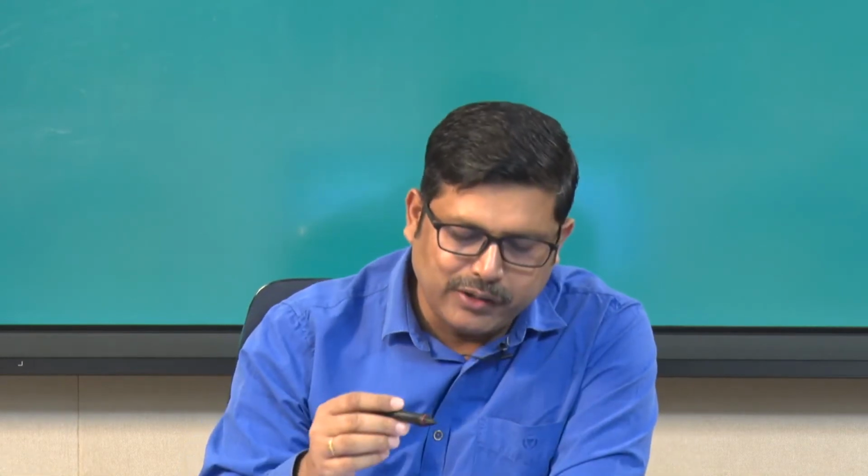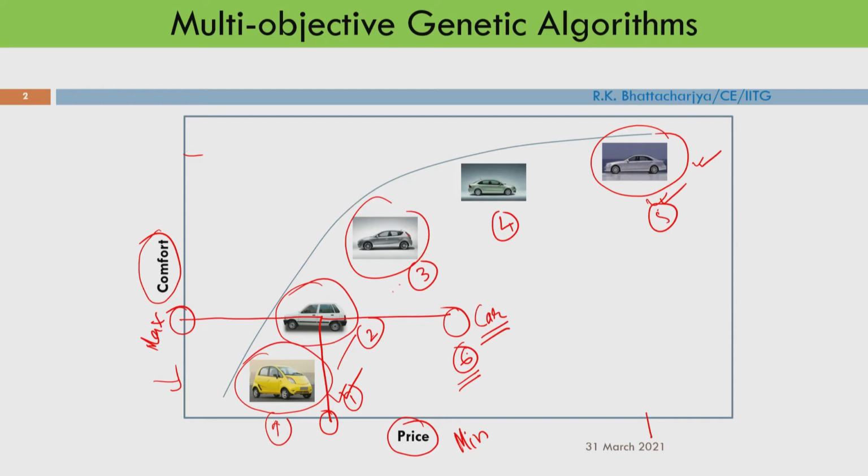But if I compare solution 2 and solution 3, or solution 4, or solution 5, or solution 1, I cannot tell which one is a better solution and which one is inferior, because in one objective one solution is better, and in another objective the other solution is better. Therefore, these solutions are termed non-dominated solutions, that means these solutions are not dominated. I hope this is clear to you.